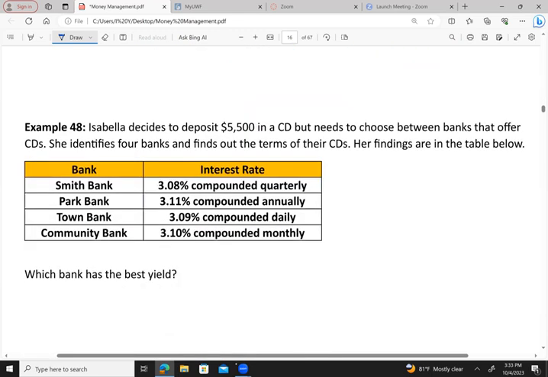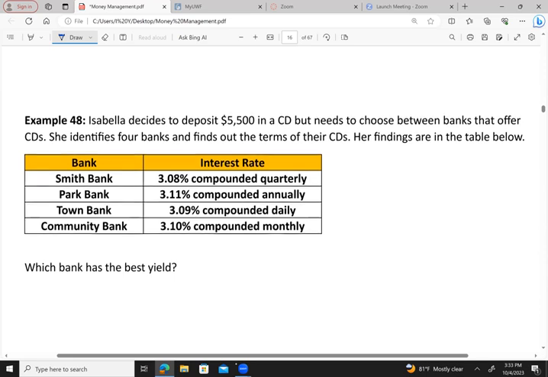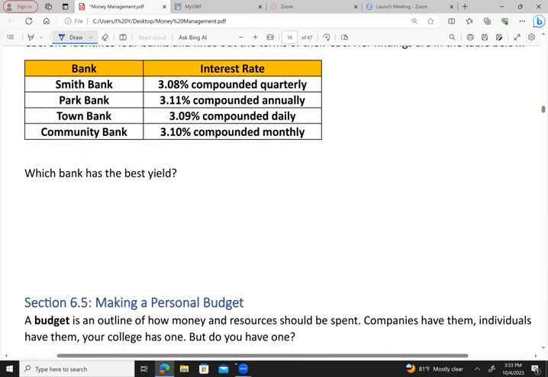So Isabella decides to deposit $5,500 in a CD, but needs to choose between banks that offer CDs. She identifies 4 banks and finds out the terms of their CDs. Their findings are in the table below. Which bank has the best yield? So let's see. We have Smith Bank, 3.8% compounded quarterly.